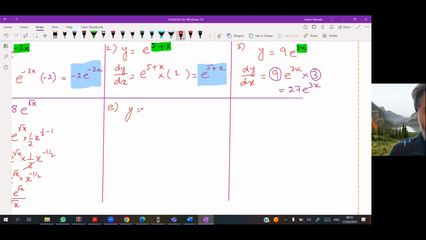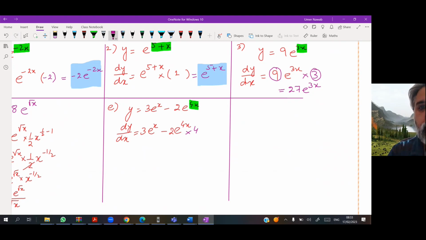y is equal to 3 e raised to power x minus 2 e raised to power 4x. Take the derivative. Now we have two terms where we have to apply the differentiation. 3 as it is, e raised to power x as it is. Further derivative of x is 1, no need to write. Minus 2 as it is, e raised to power 4x as it is. The further derivative of 4x is 4.